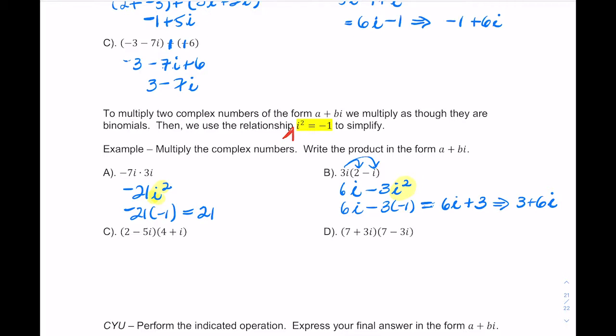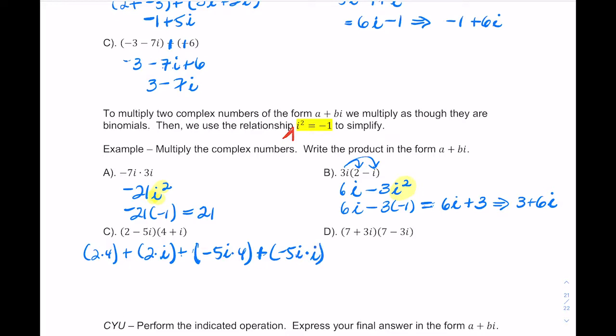In letter C, you are multiplying two binomials. And when we do that, we want to FOIL. So we're going to multiply the first times the first, which would be 2 times 4. Then I'm going to multiply the outer terms, which would be 2 times i. And then I'm going to multiply the inner terms, which would be negative 5i times 4. And then I'm going to multiply the last terms, which would be negative 5i times i.